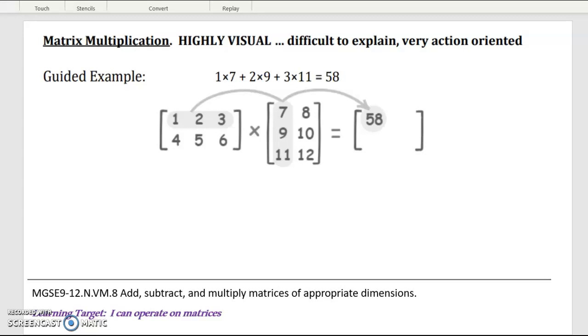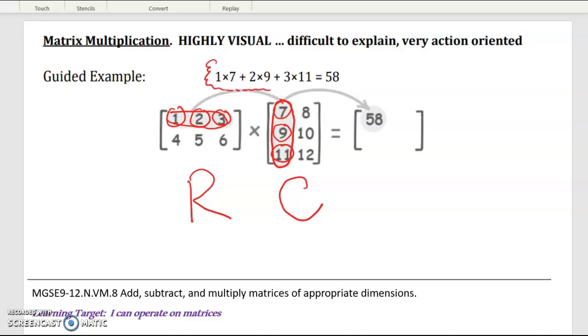Okay, so when you multiply matrices, you multiply the rows of the first matrix by the columns of the second matrix. Meaning, you take the first row of the first matrix and you multiply the entries in the first column of the second matrix. It's always rows and columns, rows and columns. It's a little weird. Okay, so you actually multiply the 1 by 7, the 2 by 9, and the 3 by 11. Weird. Okay, so this is the actual work you're doing right here in the bubble.